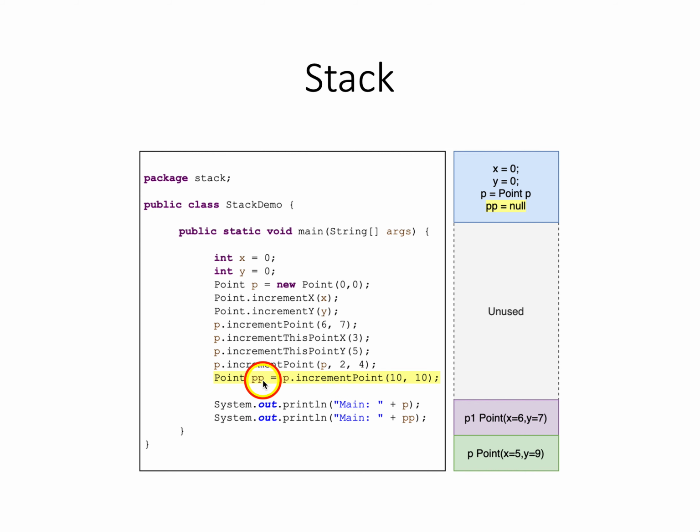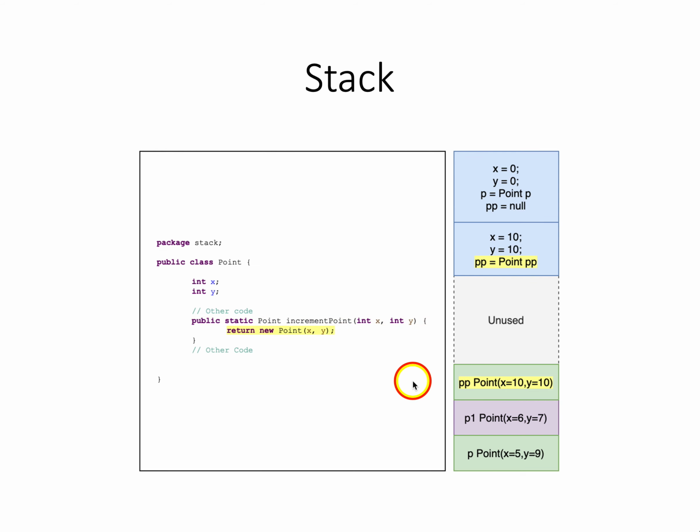And now we have this point PP equals P dot increment point, and so this is another static method that it would be proper to replace that P with point. Again, I did this to point out that this P, many programmers immediately think that they need to call methods with an instantiated or initialized object. That's not true. You can just call static methods by just calling point dot increment point. And if you remember what this increment point does from up here, it just returns a new point.